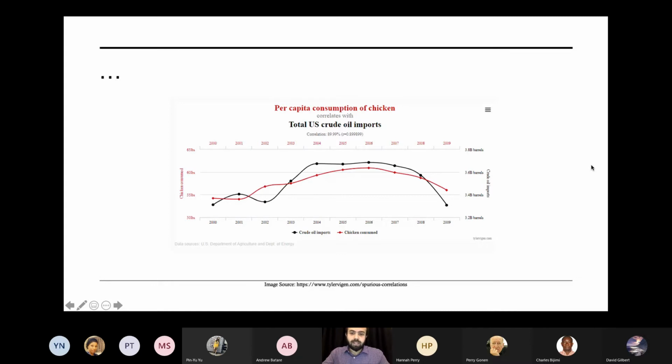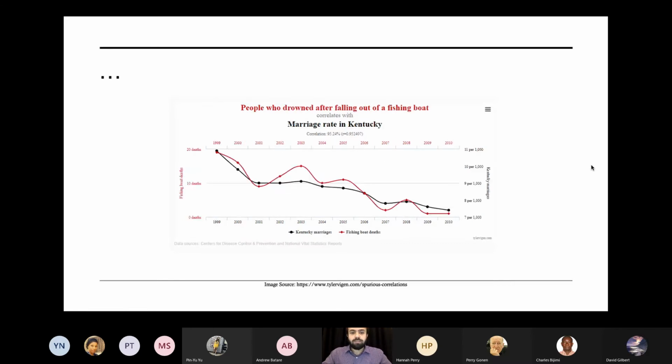I mean, unless all the crude oil is used in frying chicken, which is not the case, this is a spurious regression. Then we have the number of people who drowned after falling out of a fishing boat. It very strongly correlates with, and the correlation is 95.24%, marriage rates in Kentucky. And unless you assume that marriage is meant to be correlated with people falling out of a fishing boat, which some people might, this is also a spurious correlation.